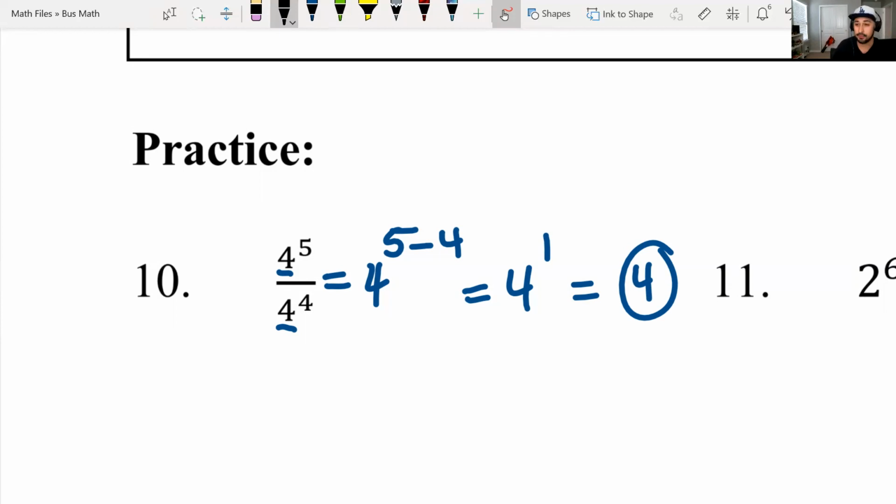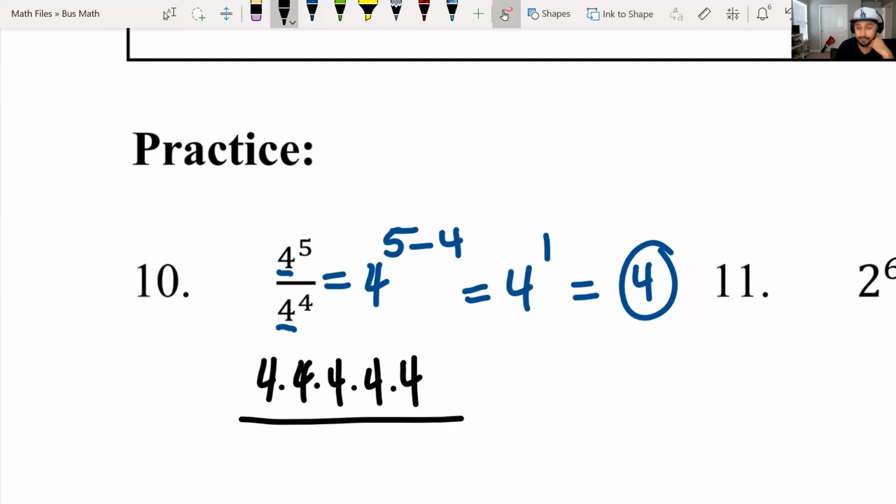4 to the 5th, let's relook at the problem. 4 to the 5th means how many 4s do I have? I have 5 4s, right? So that means in the numerator, I can expand it to 4 times 4 times 4 times 4 times 4. There's 5 4s, right?